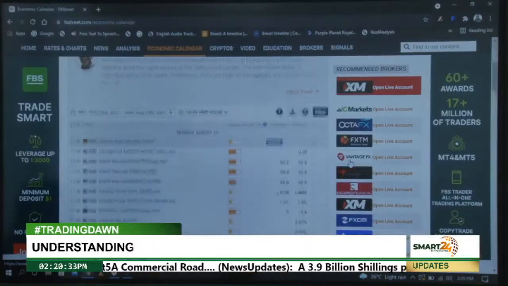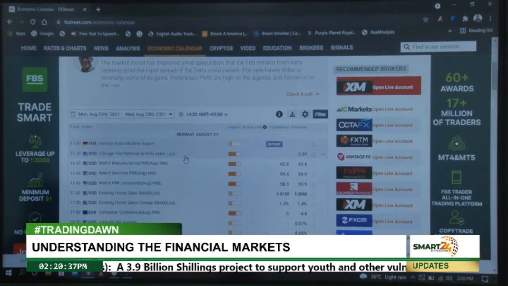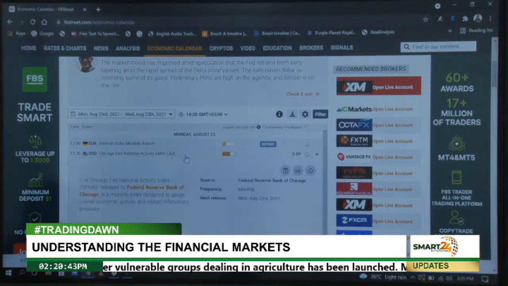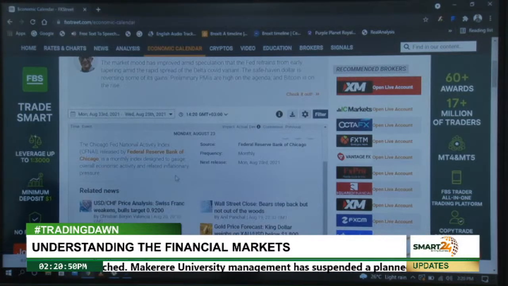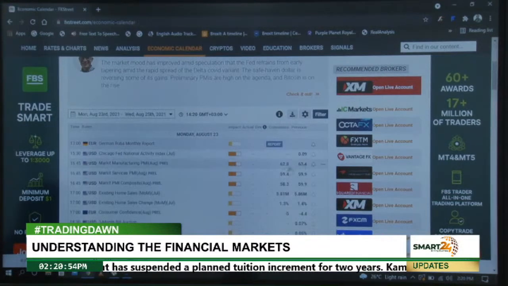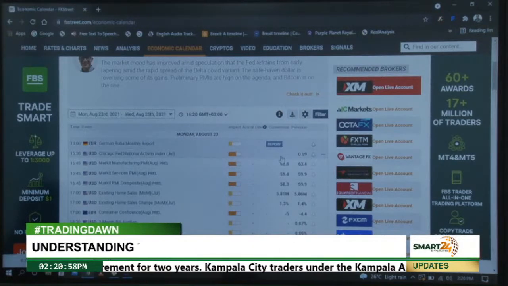So Monday is normally a small day. Let's take a look at the economic calendar and see what events we have today. At 3:30 there's the Chicago Fed National Activity Index. The Federal Reserve Bank of Chicago. This Federal Reserve Bank is very big. So basically, that one is middle impact. There's a previous figure of 0.09, nothing in the consensus.